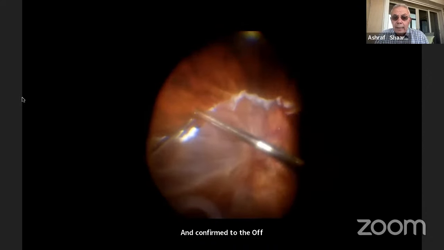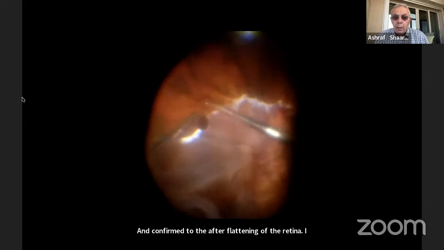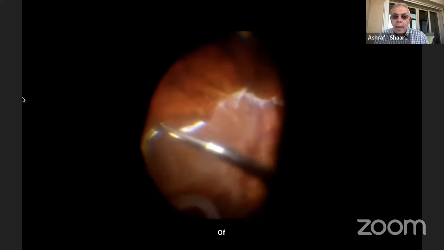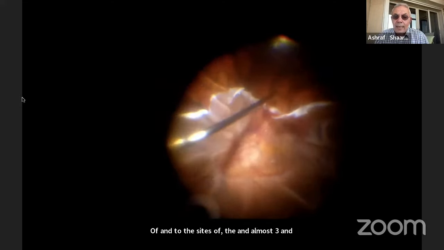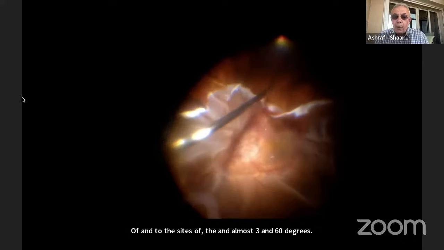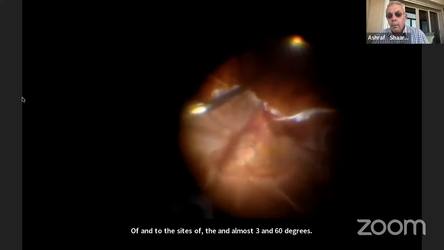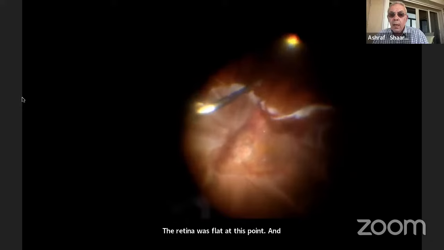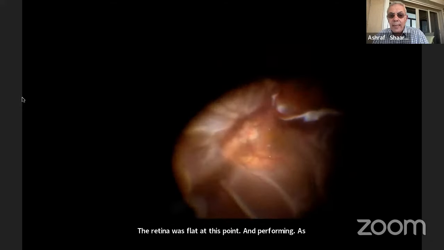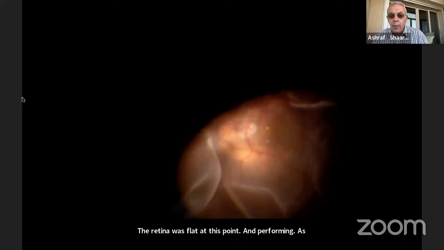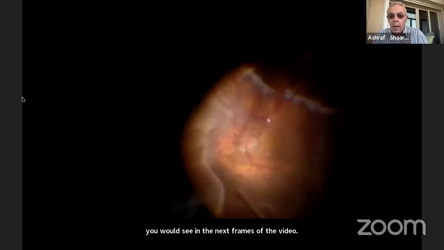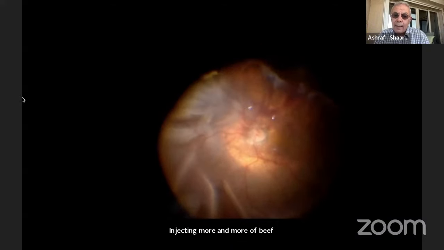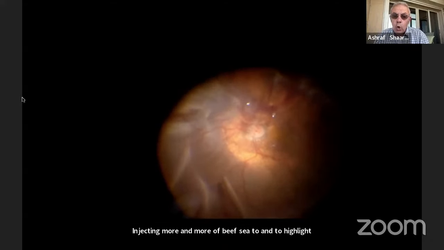After flattening of the retina, I did apply 2 to 3 rows of endolaser to the site of the retinectomy, and almost 360 degrees all around the periphery of the retina. The retina was flat at this point, and performing the endolaser, as you will see in the next frames of the video, injecting more and more of PFC to flatten the retina and to highlight the extent of the shortening of the retina.